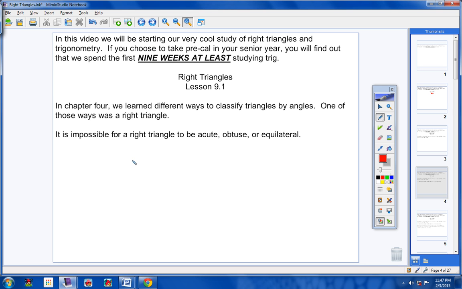It is impossible for a right triangle to be acute, obtuse, or equilateral. Why? Well, an acute triangle has 3 acute angles, but a right triangle has 1 right angle, so that takes care of that. An obtuse triangle has 1 angle larger than 90. Well, students, if you have an angle here that's 90, how can one of these angles be larger than 90? That would give you 2 angles equaling over 180 degrees, and we know that the 3 angles have to add up to 180. So that takes care of that.